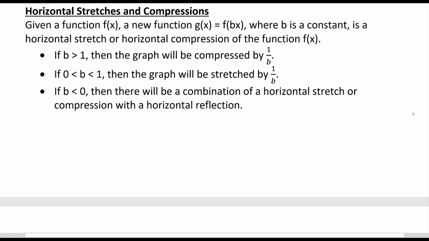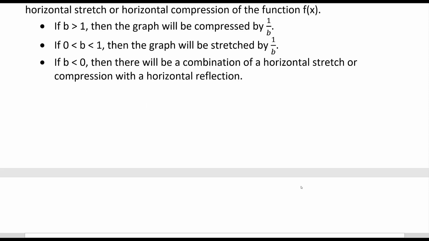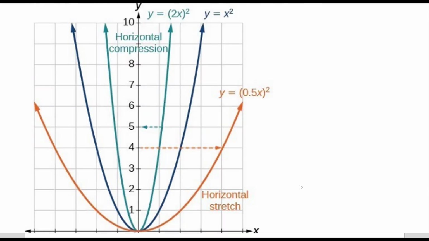And if b is less than 0, then there will be a combination of a horizontal stretch or compression with a horizontal reflection, and that ties us back to the topic from 2 topics ago when we looked at graphing using reflections. So let's look at the image that they provided us. We have this darker blue as the original, then this teal color. The coefficient is 2x, so it's half as wide as the original.